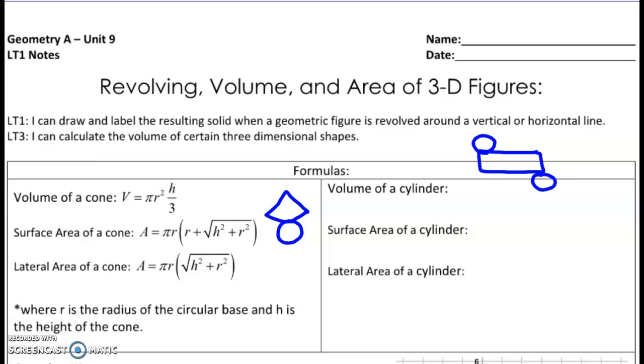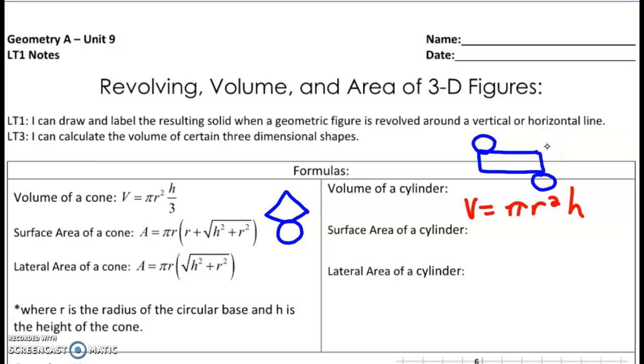The volume of a cylinder is just going to be the area of the base, which we know is pi r squared. And then it's times the height. Why that is pi r squared times h is you're just taking the area of one of these, and then the height is how many of those circles that you had to go up and up and up.